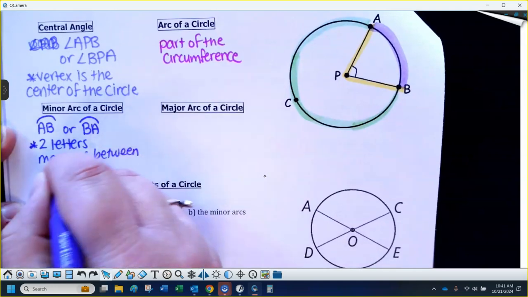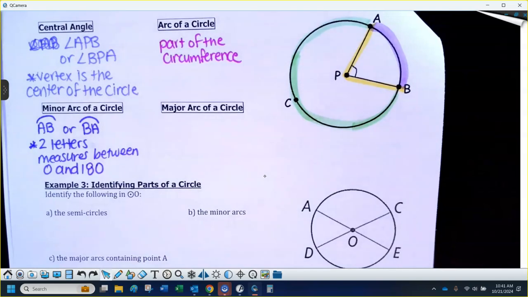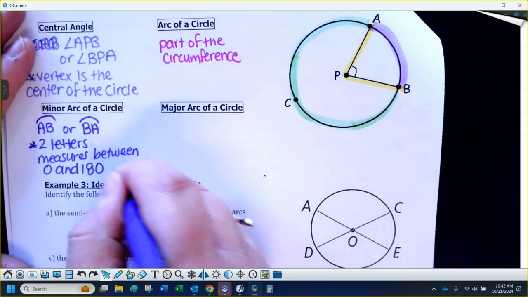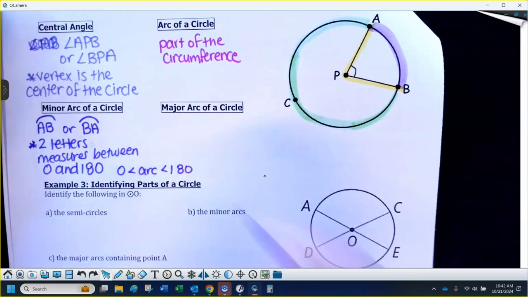All right, now, when you have this, this measures between 0 and 180. Do you guys know how many degrees are in a circle? Like 360. Okay, what's half of a circle? Does anybody know? Half of 360? 180. Okay, so if you have a minor arc, actually, let me write a little inequality. It cannot be equal to 0 degrees, and it cannot be equal to 180.